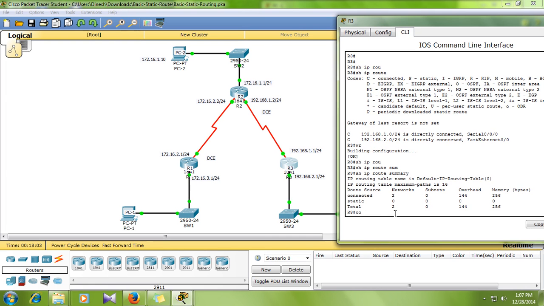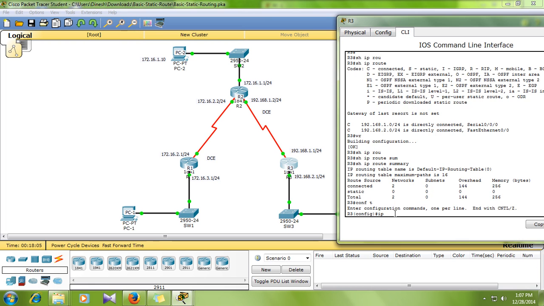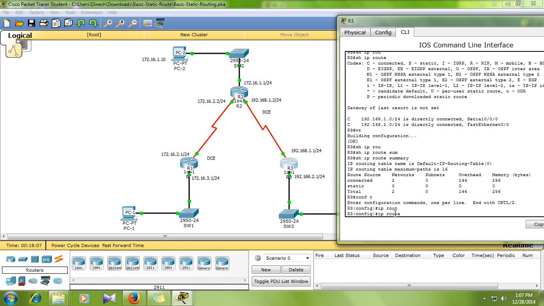Enter into global configuration mode. ip route, this is the static route command. You need to enter the 172.168.1.0 network with subnet mask 255.255.255.0, that is just to match the network, where the last octet is 0, so valid hosts will be up to 255. Okay, with the next hop interface.